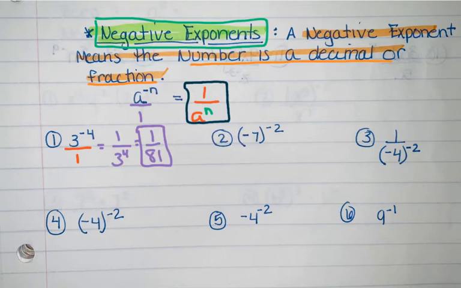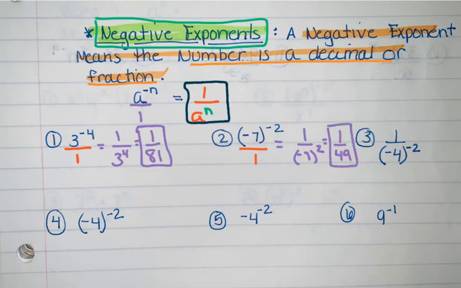Okay, number 2, we have negative 7 raised to the negative 2. So that means that negative is included. So I'm going to flip this. So it's going to become 1 over negative 7 to a positive 2. And we can simplify that to 1 over 49.